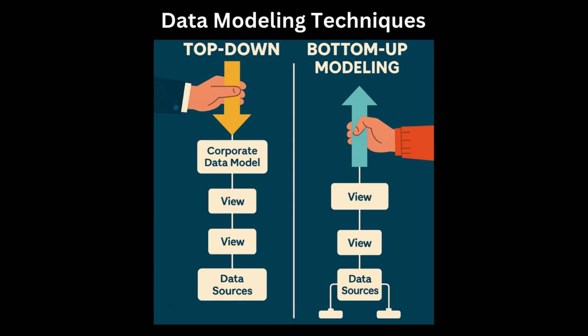The top-down approach is ideal for new systems or when the goal is to align data with business processes from the start. It ensures consistency, avoids redundancy, and aligns well with strategic planning. Now, let's look at the bottom-up approach.